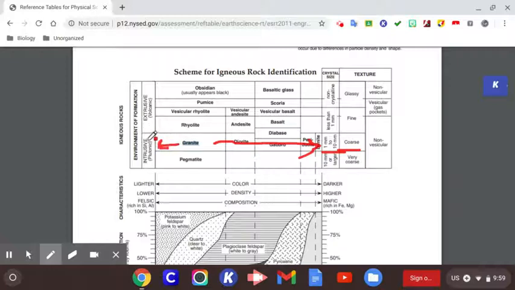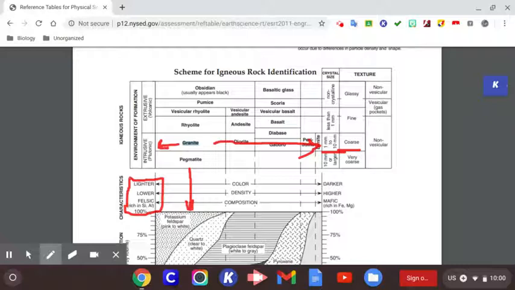Is it intrusive or extrusive? Where did it form? And notice that it falls on the left side of the table, which means for color, density, and composition, it has the characteristics found on the left side, right over here. So your question is, what is false about granite?